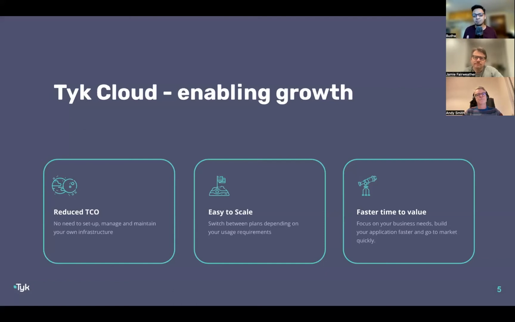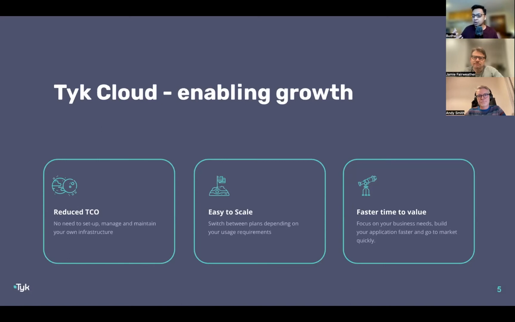Now, in some cases, that might be required because you might want a degree of control, a level of control that you may not get with a SaaS solution like Tyk Cloud. But in a lot of cases, when you're looking at reduced total cost of ownership, Tyk Cloud would be your solution.